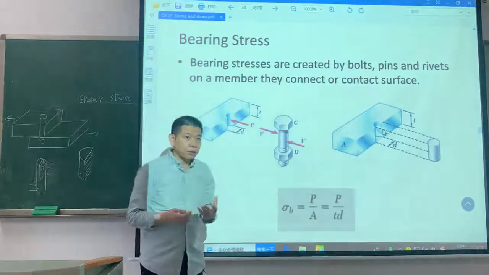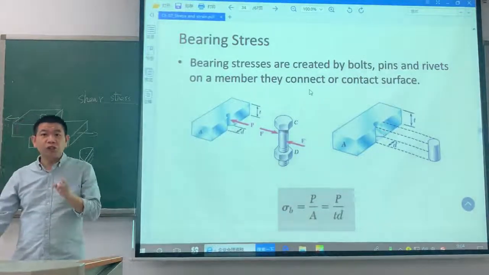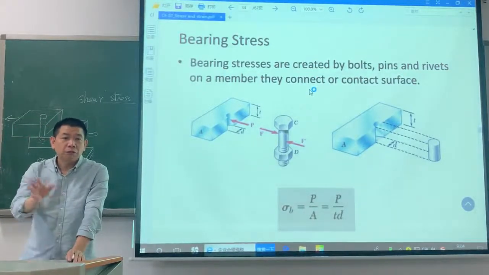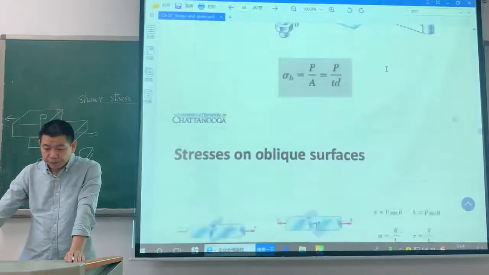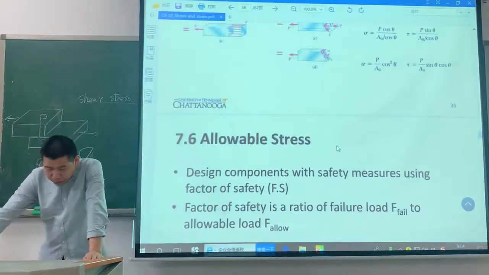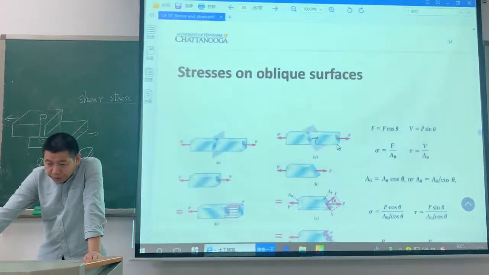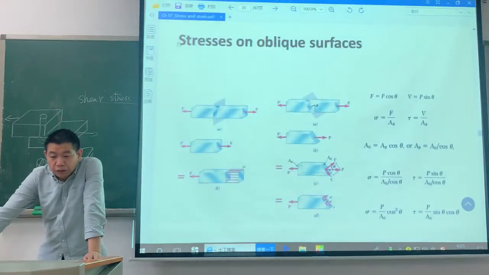What is the allowable stress? I will introduce it. It means when the stress is much more than the allowable stress, the body will be broken. After a while, I will introduce it. At first, let's see the stress on an oblique surface.